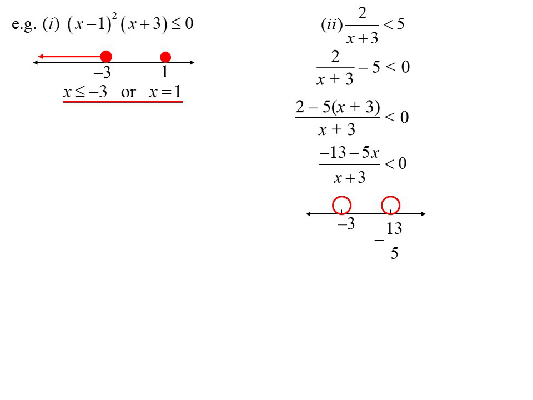So it's -13 on 5 and -3. In this case, it's open, because we do not have an equal to sign. So I leave it as open. Testing the regions again, and we would find out that we turn out to be on the outside of those 2 points. I just think that's so much quicker than squaring the denominator, multiplying out and all that. Just so much quicker. There's my final solution.